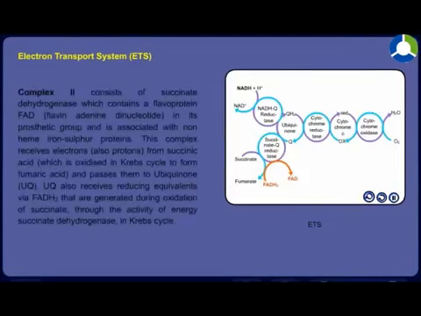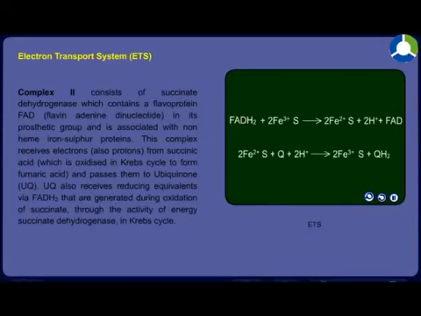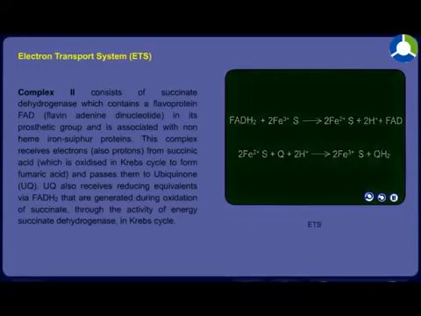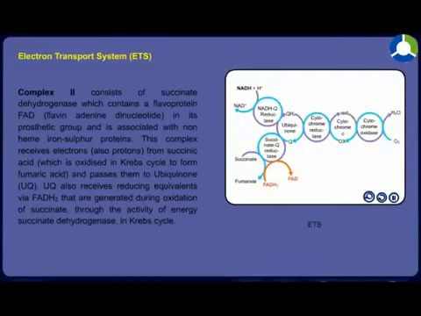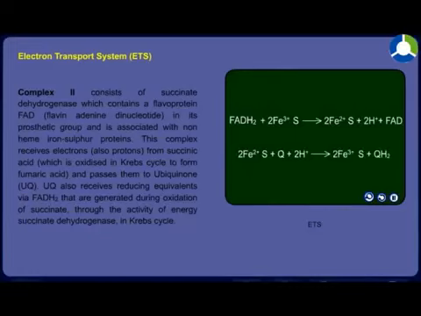Complex 2 consists of succinate dehydrogenase, which contains a flavoprotein FAD, flavin adenine dinucleotide, in its prosthetic group and is associated with non-heme iron sulfur proteins. This complex receives electrons, also protons, from succinic acid, which is oxidized in Krebs cycle to form fumaric acid, and passes them to ubiquinone UQ.